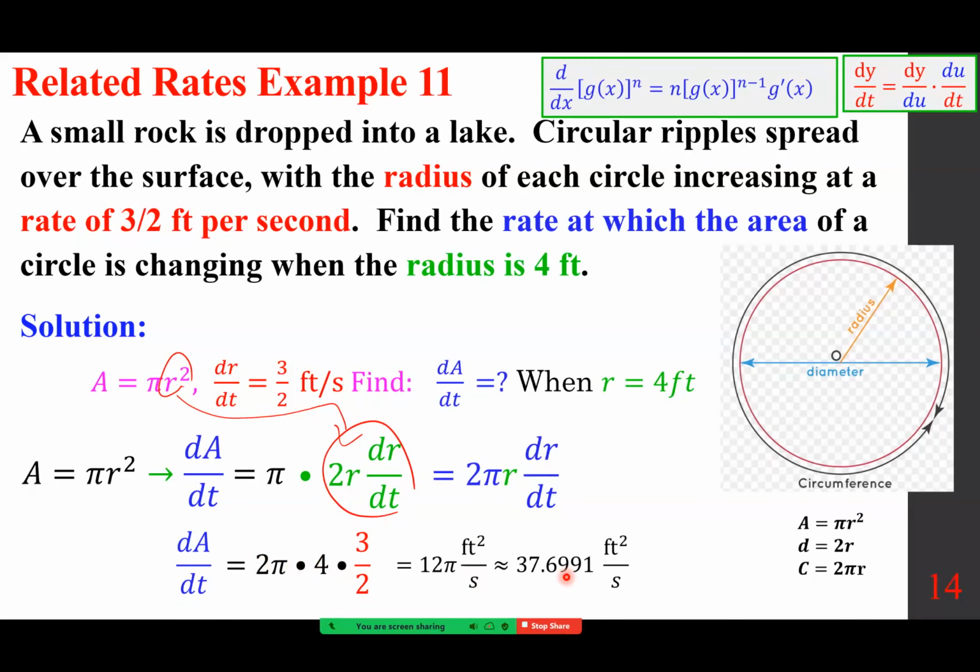And this is an approximation, by the way, you always want to stick with the exact answer. As far as the units, the numerator is the change in the area, square feet, over the change in time. So it should work, and it does work always.